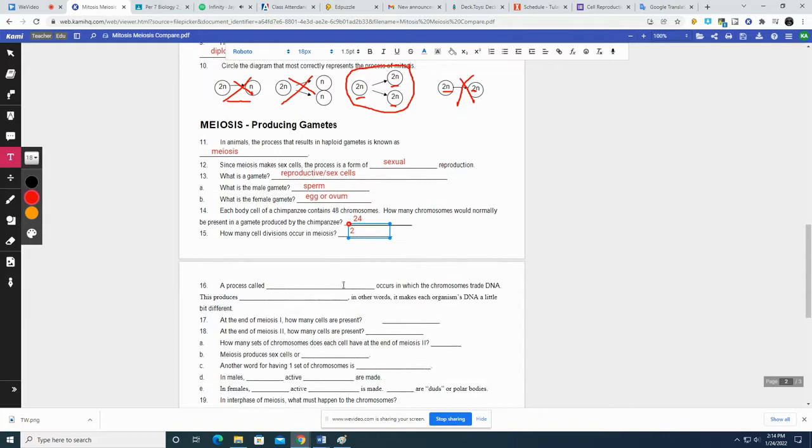That's how we get 4 cells instead of 2. 16. A process called blank occurs in which the chromosomes trade DNA. That's a process called crossing over.